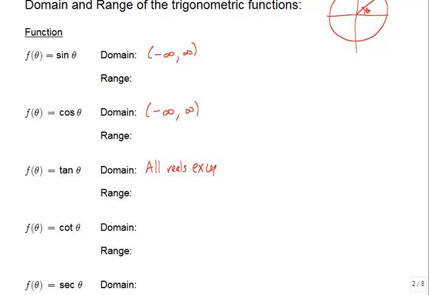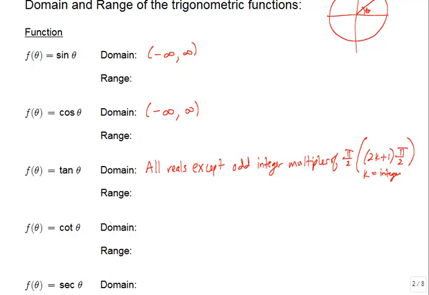So one way that I could write that for tangent is that it is all reals except odd integer multiples of pi over 2, and sometimes you see this written as 2k plus 1 times pi over 2, because 2k plus 1 generates every odd number if you let k be any integer.